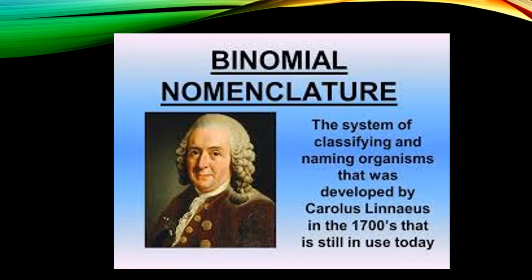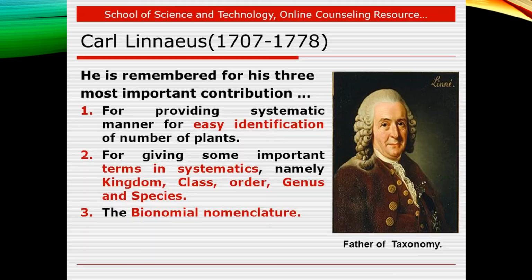Binomial nomenclature was first developed by Carolus Linnaeus in the 1700s, and it is still in use today. Carl Linnaeus, 1707 to 1778, is remembered for three more important contributions. One, he provided a systematic manner for easy identification of a number of plants. He gave us an idea about systematics, namely its categories as well: kingdom, class, order, genus and species.